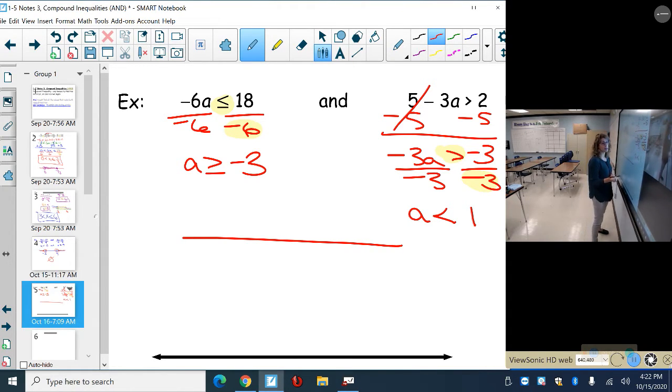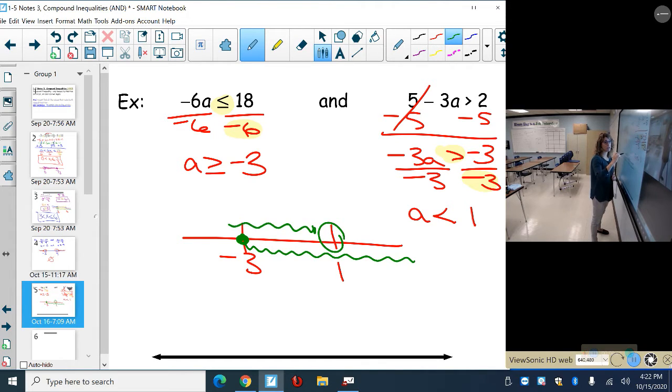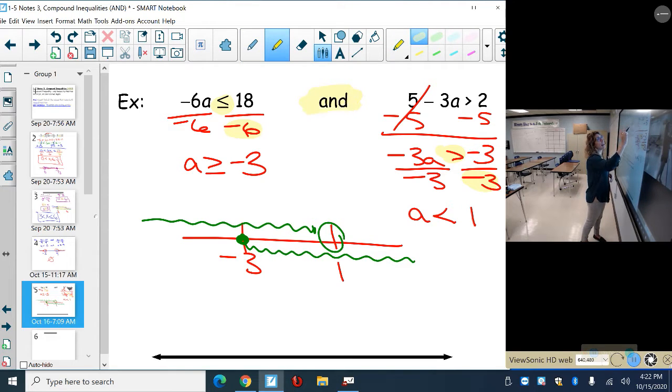So I'm going to go ahead and put these on a number line. Which one's smaller? Is -3 smaller or is 1 smaller? -3 is smaller and 1 is larger. So at -3, I am a closed dot there and I'm shading to the right. At 1, I am an open dot, but I'm shading to the left. Now, this is an "and" statement. Since it is an "and" statement, I need to know where they overlap. So they overlap between the values of -3 and 1.